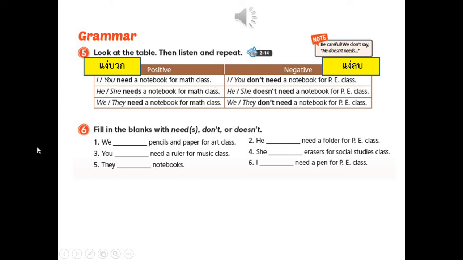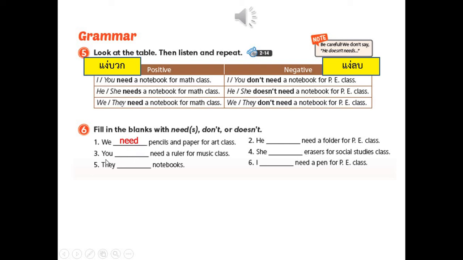Now, for you to understand it better, let's answer exercise number 6. It says here, fill in the blanks with need or needs, don't or doesn't. Number 1, we, that is our subject. We blank pencils and paper for art class. So what do you think is your answer? Need without S or needs with S? If your answer is need without S, you are correct.